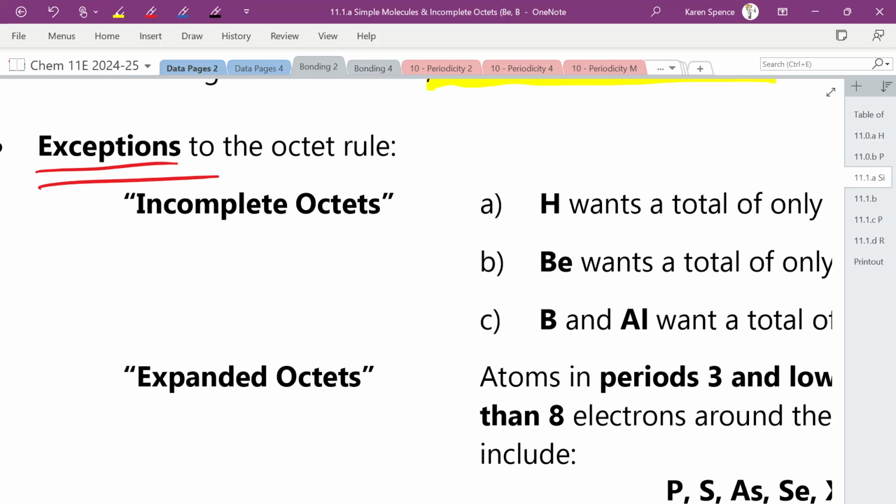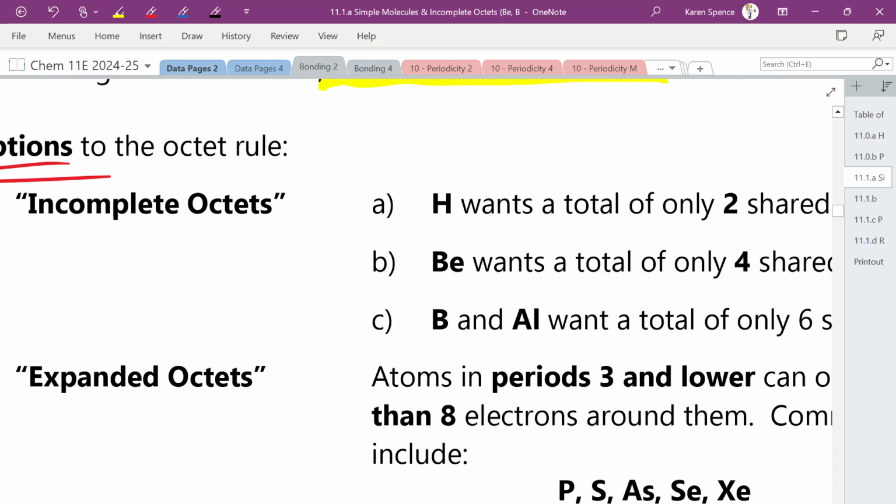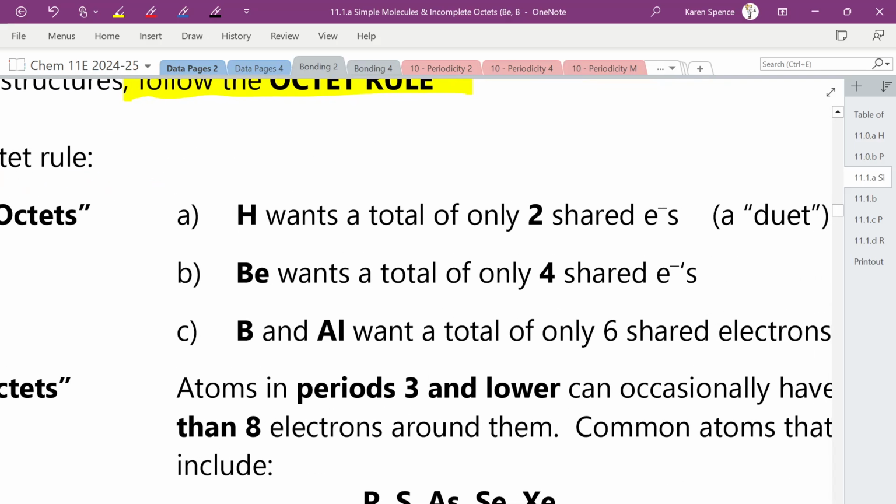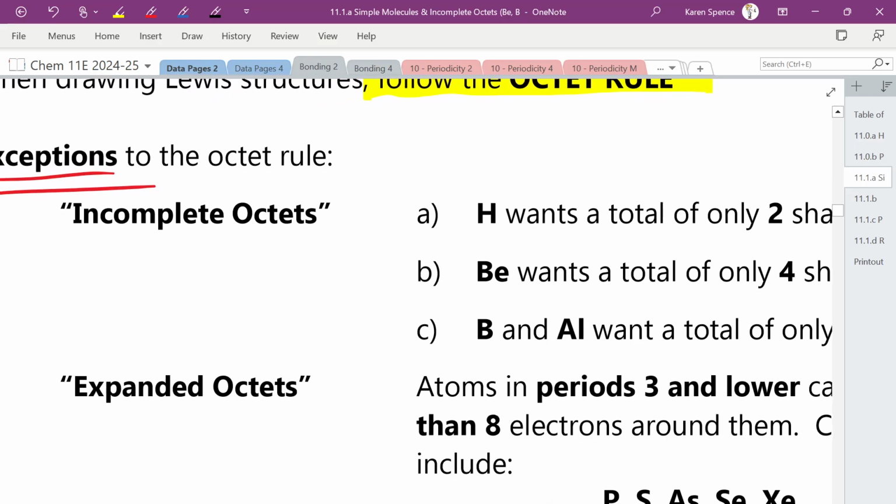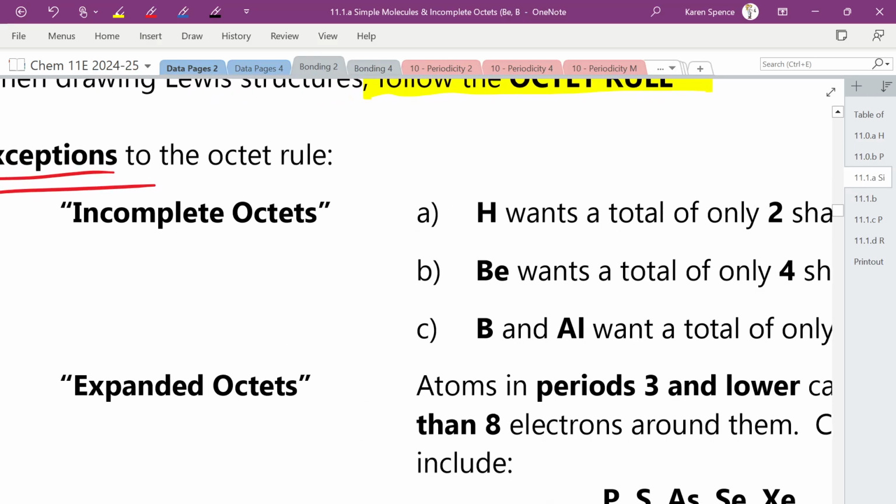We already know hydrogen does not want 8. How many does it want? 2. And that one makes sense, right? Because 2 electrons fills that n equals 1 shell. But now we have a few little weird ones. Beryllium, well, first of all, beryllium is kind of a metal. So what is it doing covalent bonding? Well, it does, because it's not a very good metal.